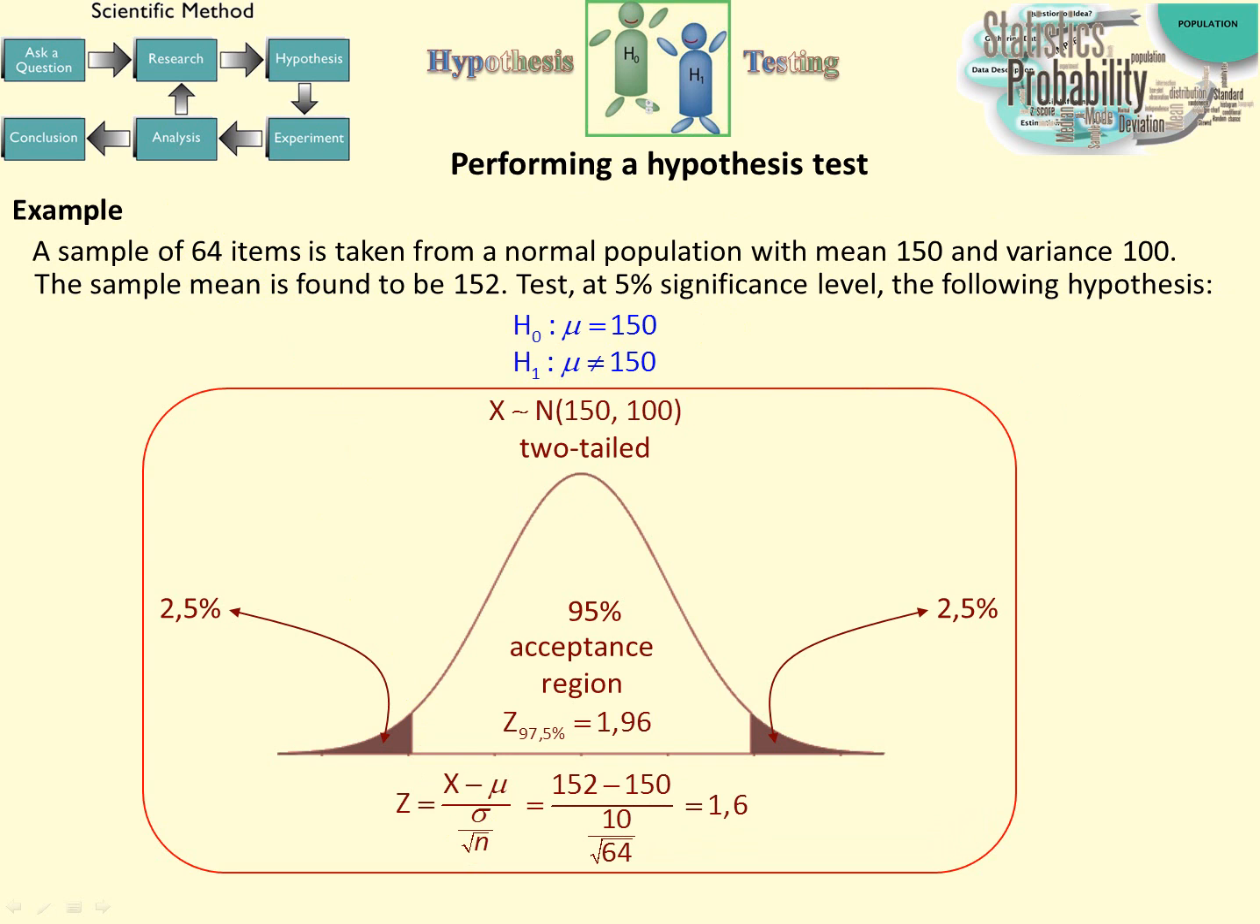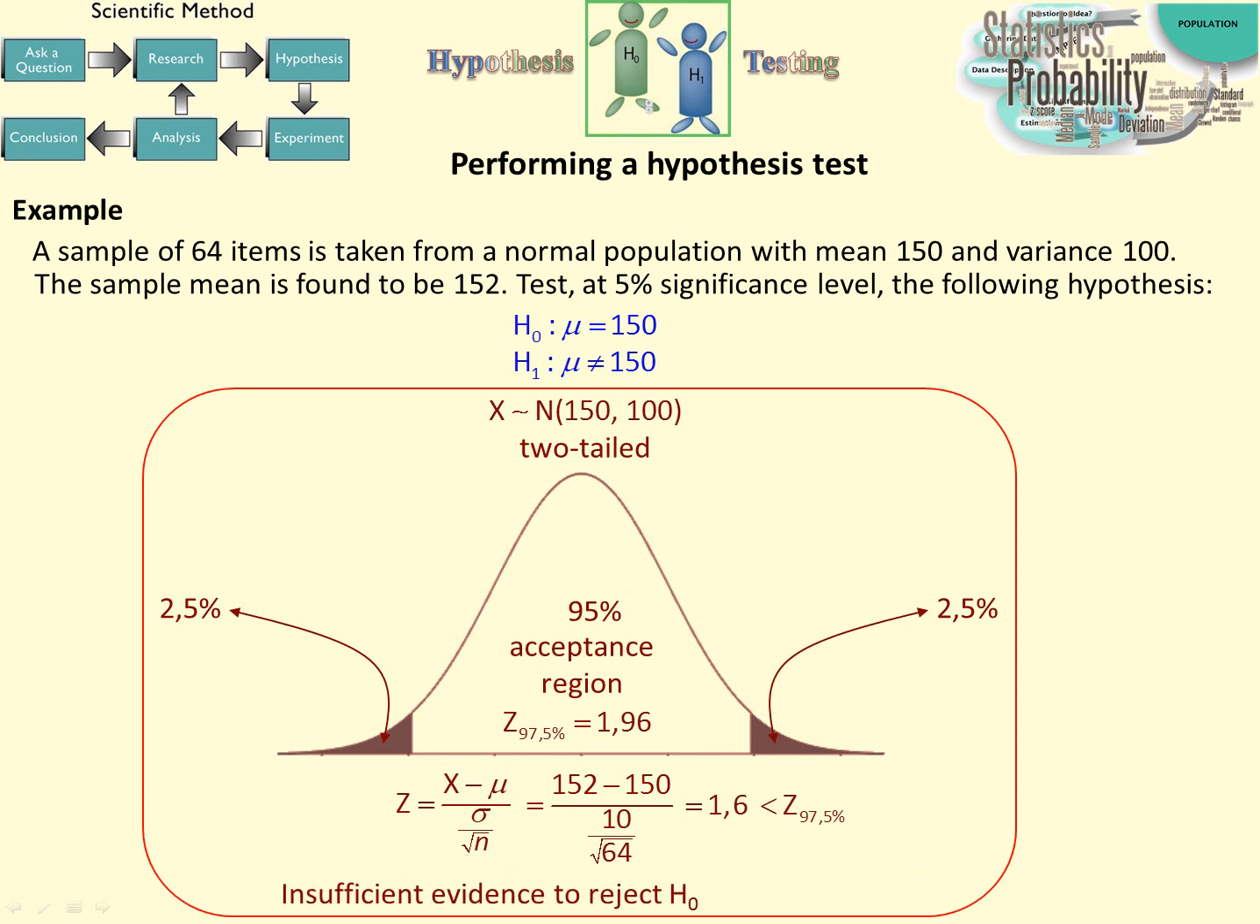Now if you look at 1.6, it's going to put you sitting inside here somewhere, which means it's not out of the ordinary. It would have to be above 1.96, which means that the sample mean of 152 says acceptance region, we accept the null hypothesis. Insufficient evidence to reject the null hypothesis. Accept it.